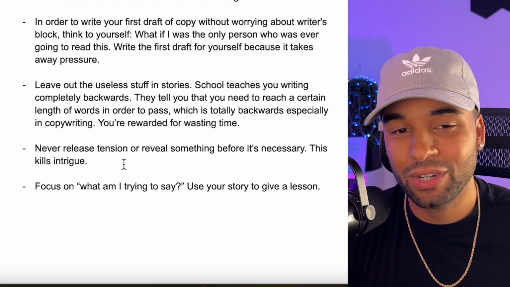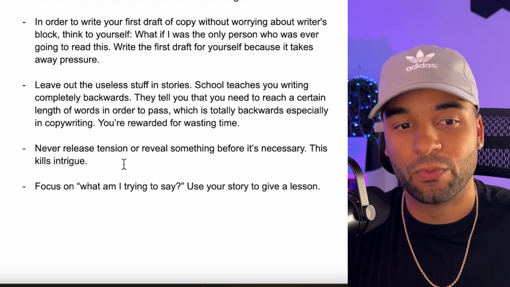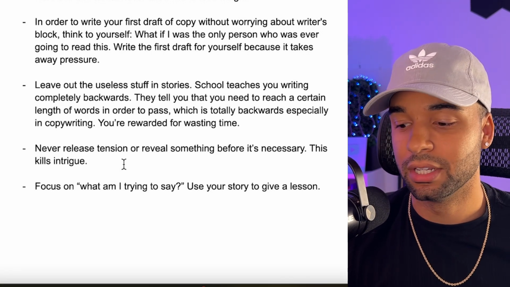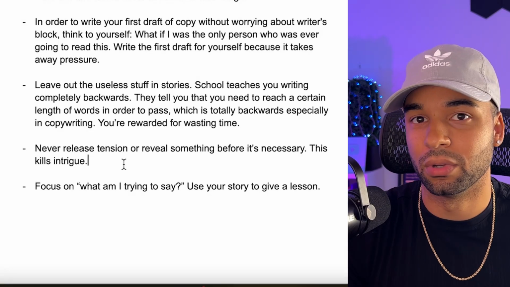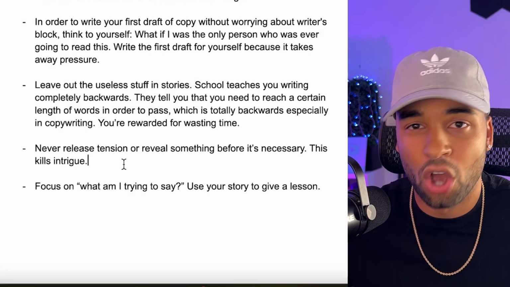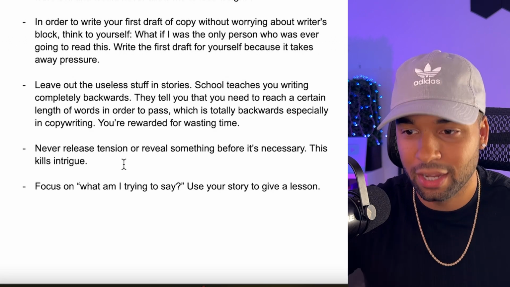Next is to never release tension or reveal something before it's necessary, because this kills intrigue. For example, this is a lesson learned email. What a lot of beginner copywriters mess up on is they give the lesson learned at the very beginning of the email, right? And that's not how you want to do it, because this is usually maybe how you would talk. But the problem is that, again, you're killing the intrigue.